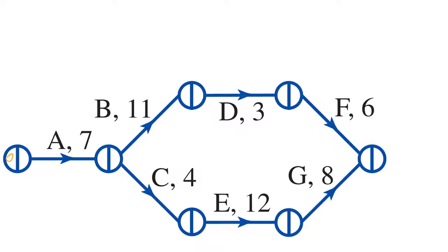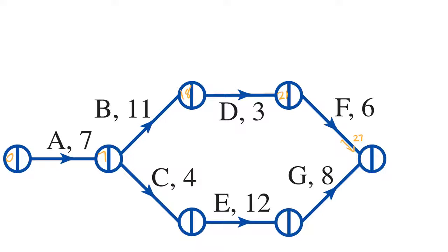So the first node will be 0. Now A is 7, so we go 7, and B is 11. So 7 plus 11 is 18. 18 plus 3, well, that's 21. And 21 plus 6 is 27. What I'm going to do is just put a little note above there to see this path, how long it takes, or what the value is.